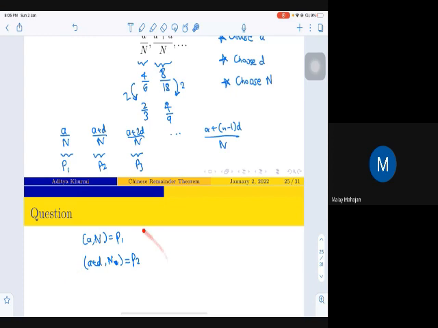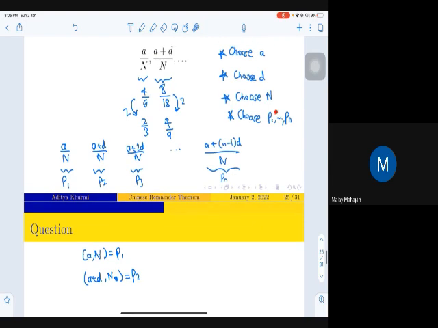So how do we go about doing this? We want prime numbers, so we also choose p1 till pn. How do we choose prime numbers such that the GCD of this is p1, the GCD of this is p2? How do we do that?